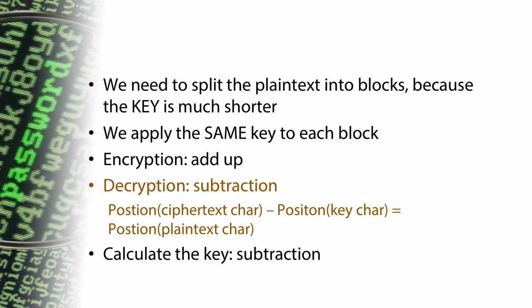Notice that we applied the same key to each block. So the question is, if we do addition to encrypt, what type of operation makes sense to do for decryption? This is the opposite and therefore subtraction. Subtract the position of the key character from the position of the ciphertext, and then we will obtain the plain text.